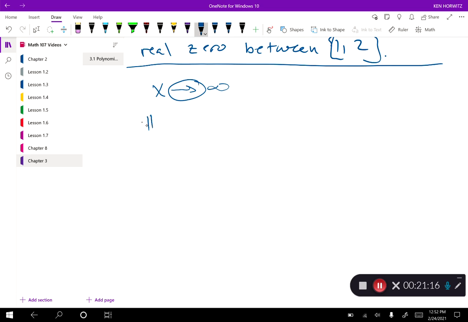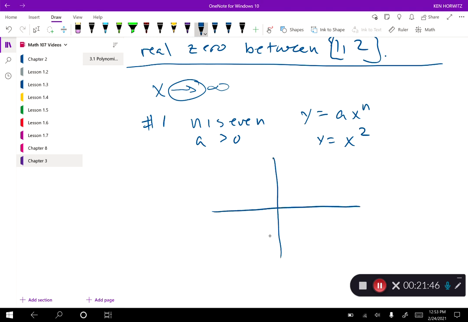All right. Category number 1 is going to be where n is even and a is greater than 0. So it's ax to the n. So I'm going to use a fairly basic example, which would be y equals x squared. A is 1, greater than 0, and n is even. All right. And basically, we have a graph that looks like this, right? We're all familiar with this graph.